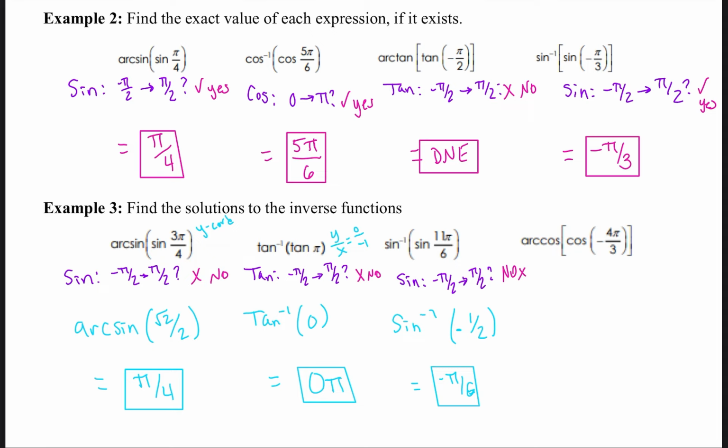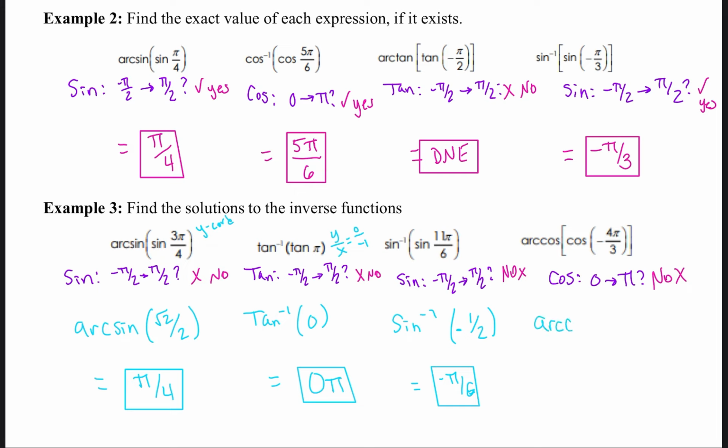All right, we got one more to do here. We want to find the arc cosine of negative 4 pi over 3. I think you're getting the point here that cosine has to be between 0 and pi. Is this between that? No, it is not. So we're going to have to go ahead and solve this from the inside out.